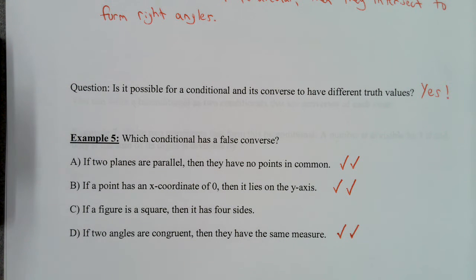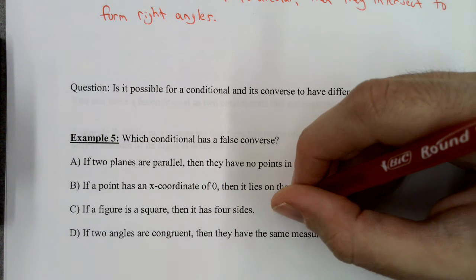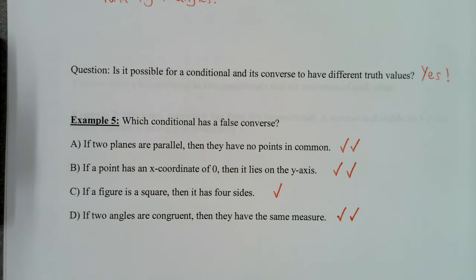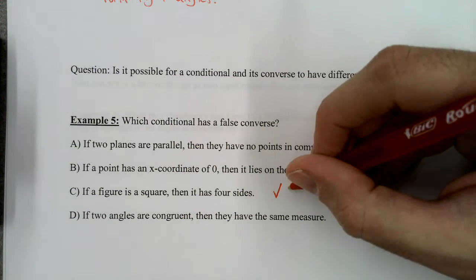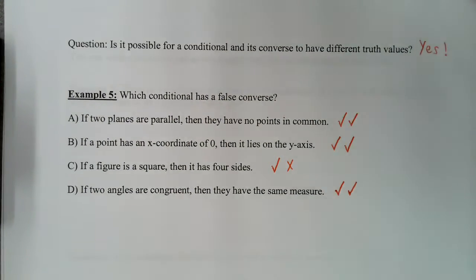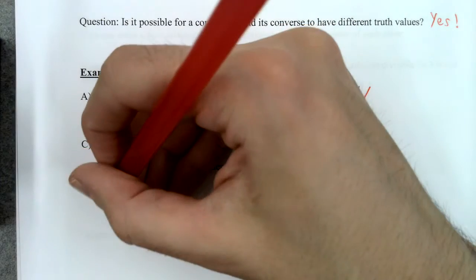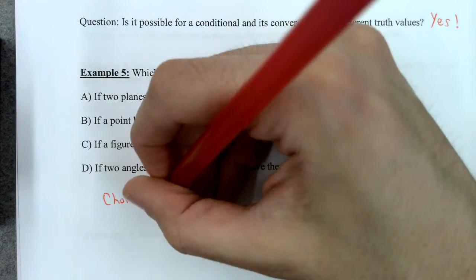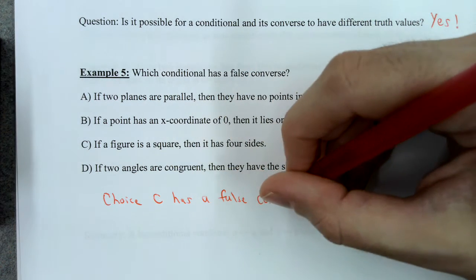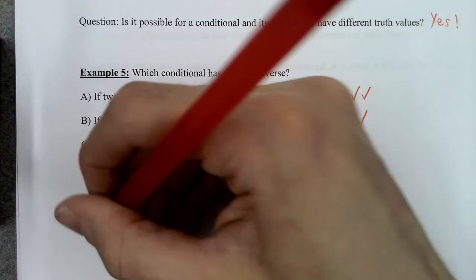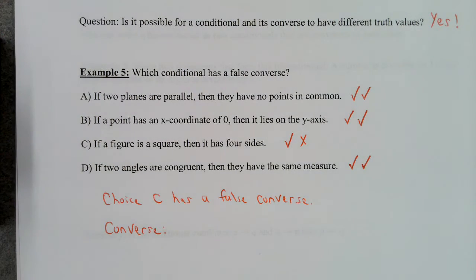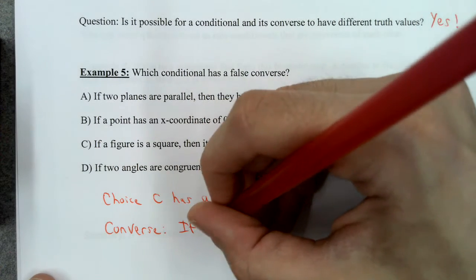If a figure is a square, then it has 4 sides. That's true. But the converse, if a figure has 4 sides, then it is a square. That's not true. Okay, so let's explore why. Okay. So the answer is choice C. Choice C has a false converse. I'm just going to write it out. The converse, if a figure has 4 sides, then it is a square.